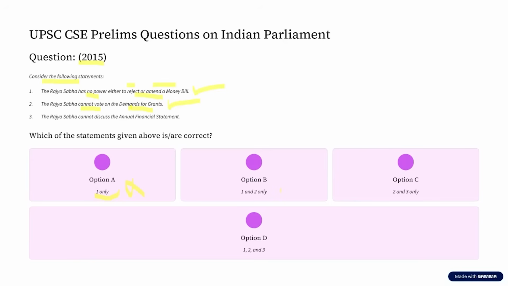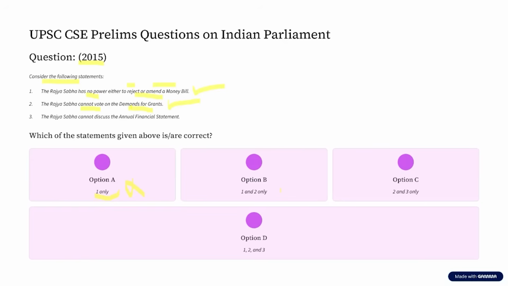Come to option C. Option C says two and three only. Now we know that two is correct, so they have said two and three only. We have not discussed three until now, so let us keep it aside. Then there is option D, which says 1, 2, and 3 only. We have discussed 1 and 2, and we find that 1 and 2 are correct. But without going through statement number 3, we cannot come to a conclusion.